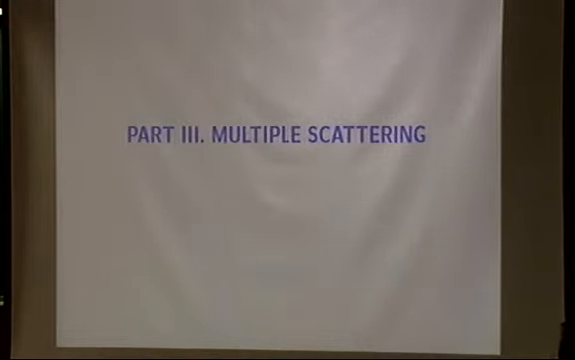So the third part is multiple scattering. In real world problems, we have many scatterers. For example, if I use a mobile phone, I'm also one scatterer, or you are also different scatterers. The wave propagates here and here.